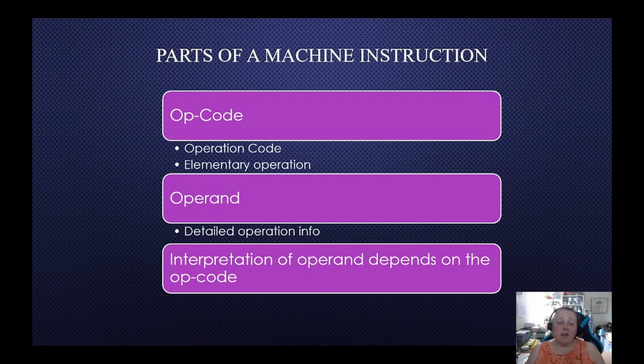The rest of the instruction then is going to be indicated as the operand. That's going to have detailed operation info. Now, the interpretation of what is in the operand is going to be based on which opcode you have. We're going to see some examples of this, so don't get stressed out.